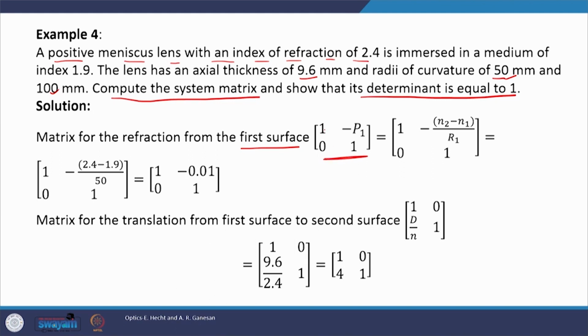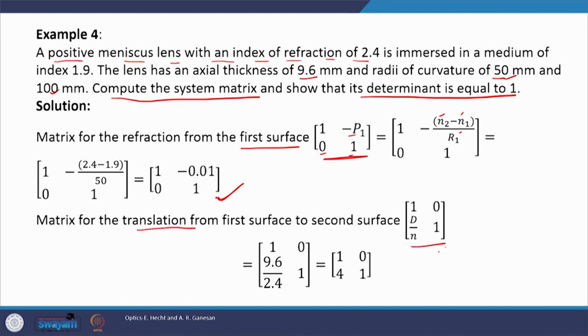We know the refraction matrix is given by 1, minus P1, 0 and 1. P1 is the power of the refracting surface, which is nothing but (N2 minus N1) by R. We will substitute for N2, N1 and R, and this will give us this form of the refraction matrix for the left refracting surface. Now, we will calculate the translation matrix.